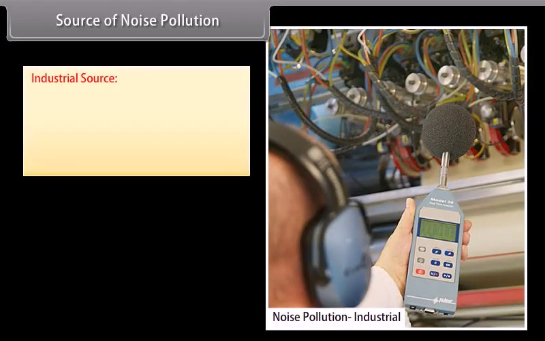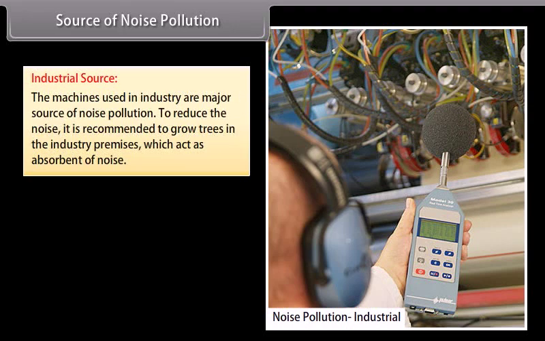Source of noise pollution. Industrial source. The machines used in industry are a major source of noise pollution. To reduce the noise, it is recommended to grow trees in the industry premises, which act as absorbents of noise.